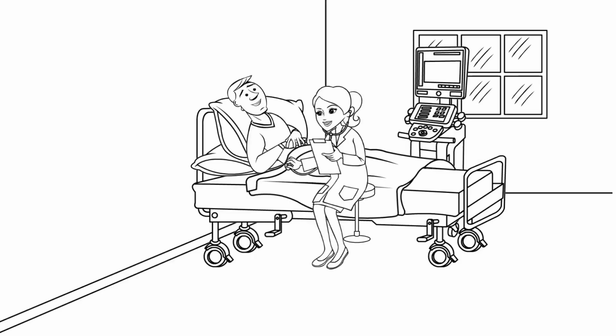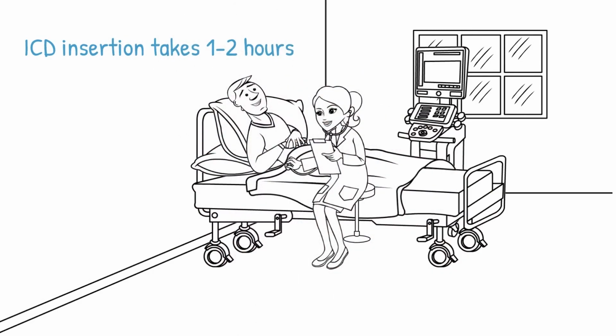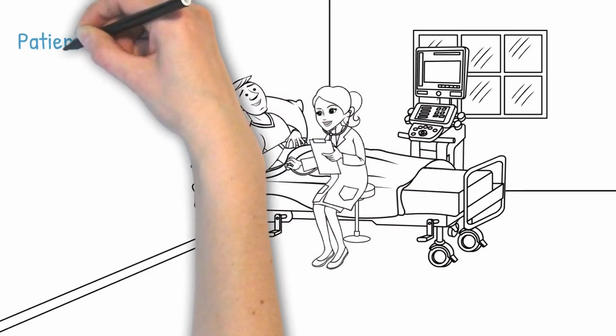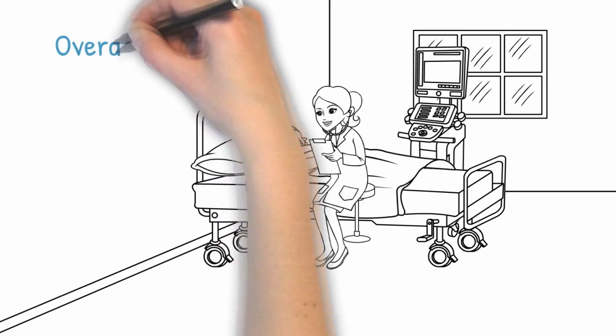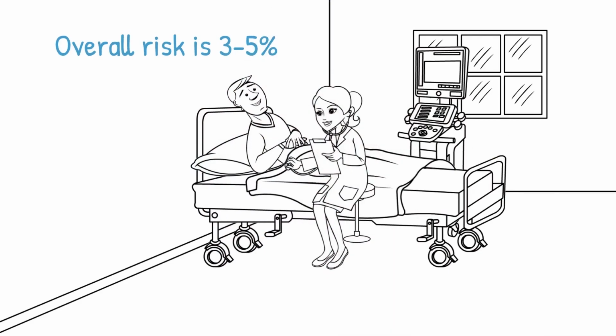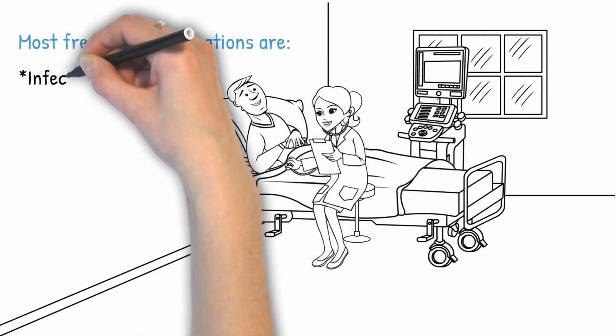Overall, an implantation of an ICD will take between 1 to 2 hours. Patients will stay in hospital for 1 to 2 days. We also explain to the patient that there are some risks. Complications are not common. Overall, the risk is about 3 to 5%, which includes the risk of an infection anytime we open the skin.